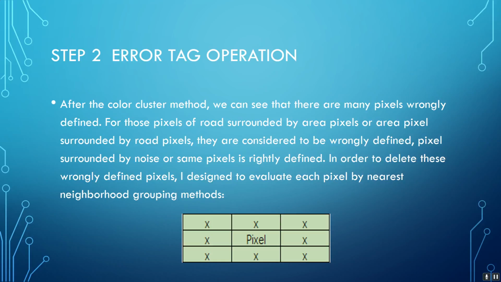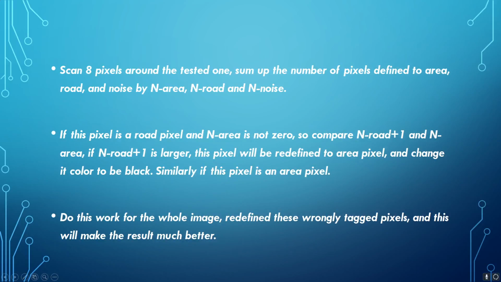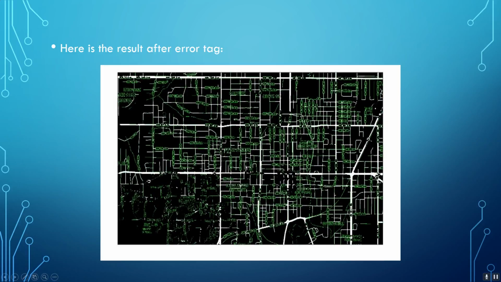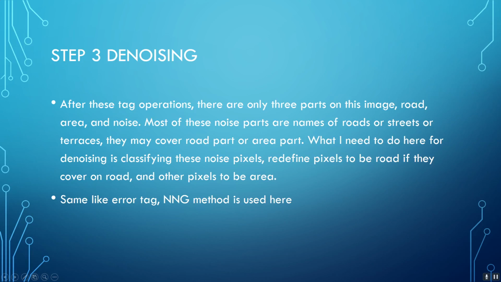Similarly, if we have an area pixel here, and the road pixels around it, the number of road pixels around it is much larger. So we redefine this area pixel to be a road pixel. Okay, here's the procedure we have, and now we got the output of this error tag procedure, this error tag function. The third step, we need to denoise.